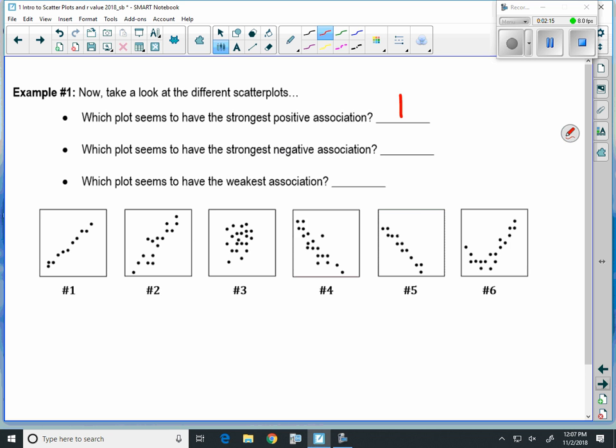Which plot seems to have the strongest negative association? 5. It's closer to a straight line, and it's going down. It has a negative slope. Which plot seems to have the weakest association? 3. Everything's scattered. It doesn't look like it's either going up or down. You track with me? Okay.